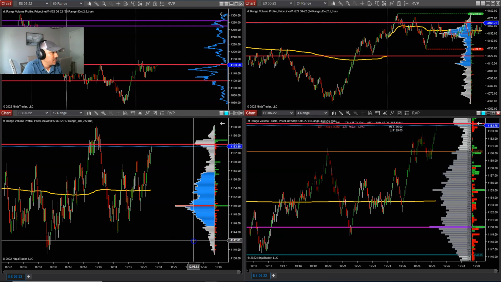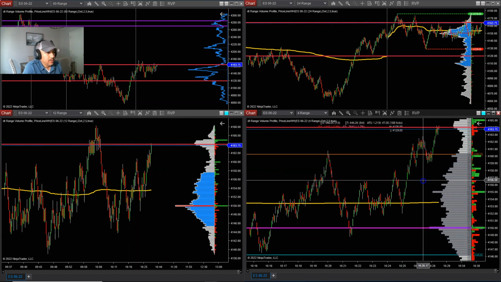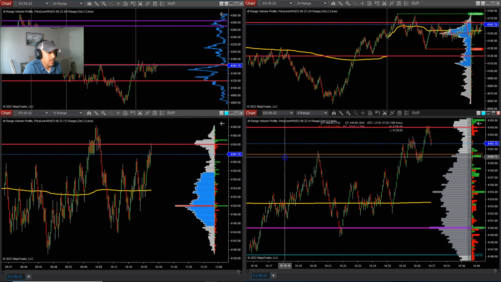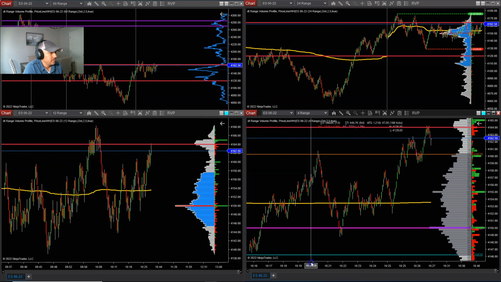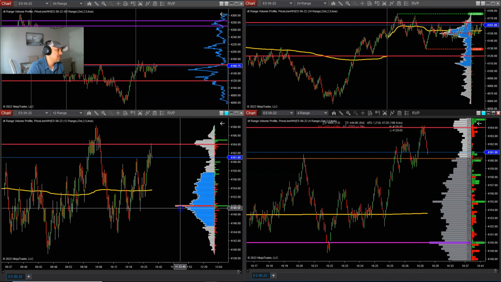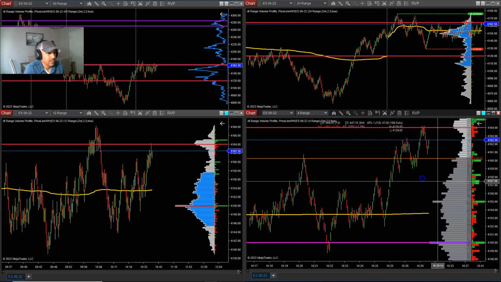There we go, tapping into it. All right, I gotta be careful though, because right below you have support. So yeah, not too keen on having an area of support or resistance right at the area I'm interested in, either above or below.